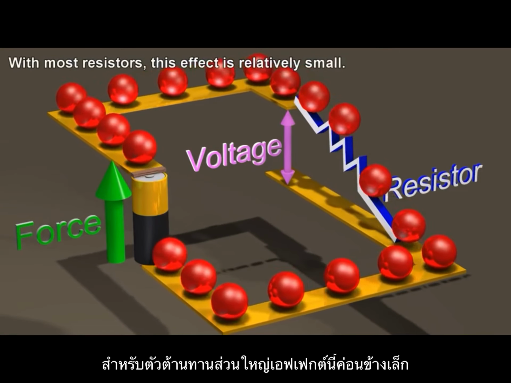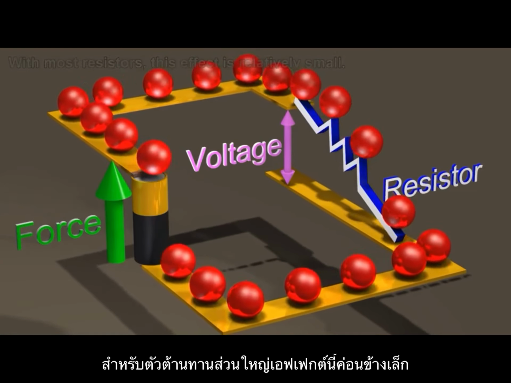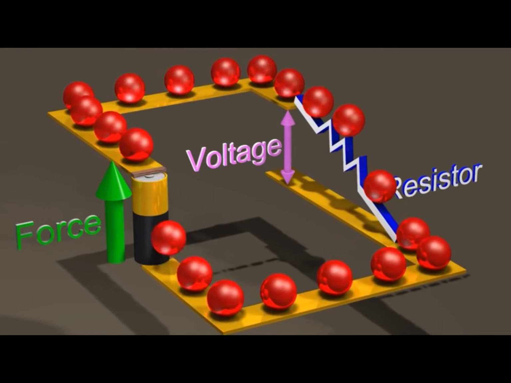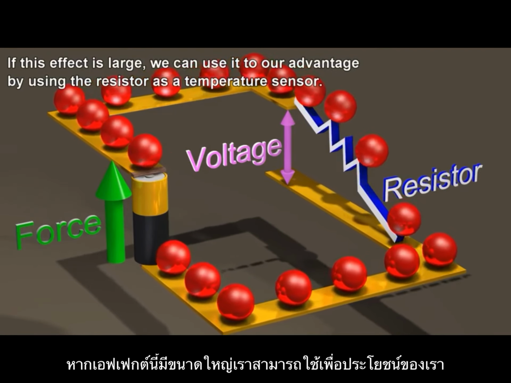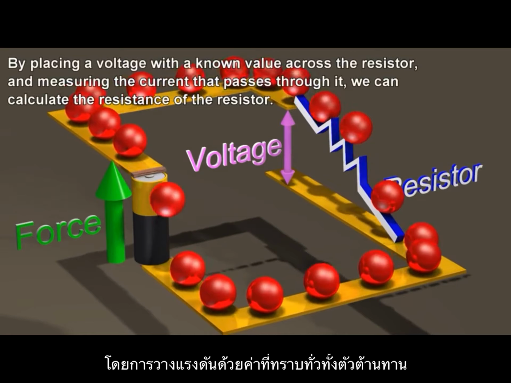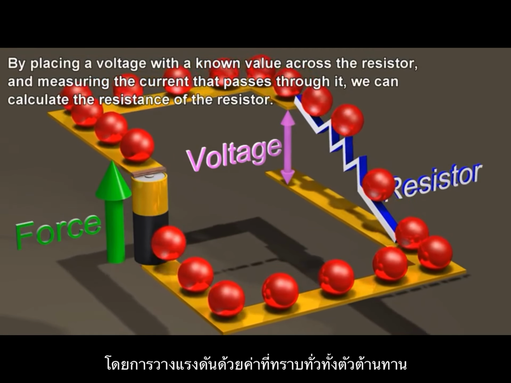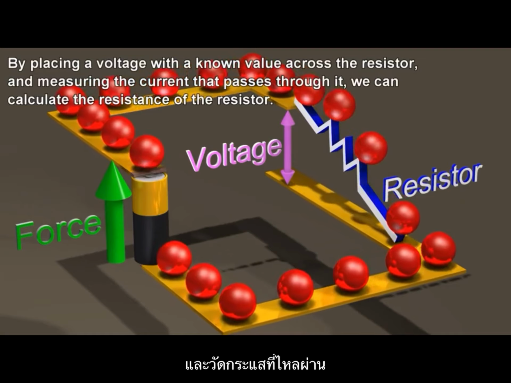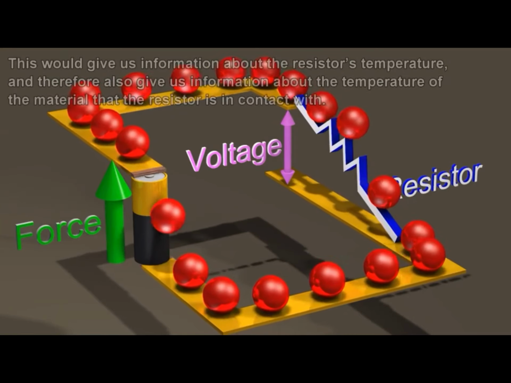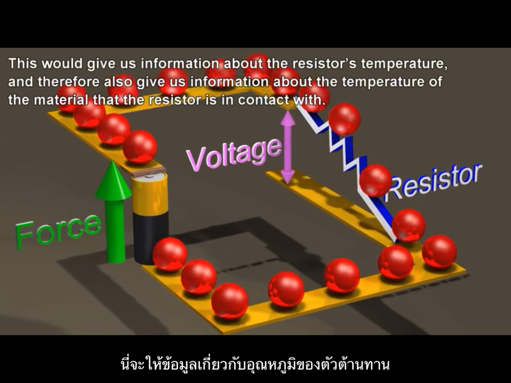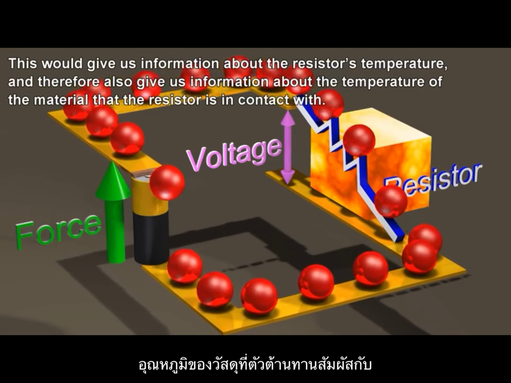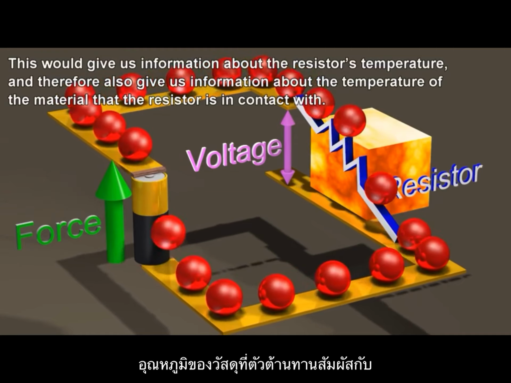With most resistors, this effect is relatively small. In the case of some resistors, this effect can be very large. If this effect is large, we can use it to our advantage by using the resistor as a temperature sensor. By placing a voltage with a known value across the resistor and measuring the current that passes through it, we can calculate the resistance of the resistor. This would give us information about the resistor's temperature, and therefore also give us information about the temperature of the material that the resistor is in contact with.